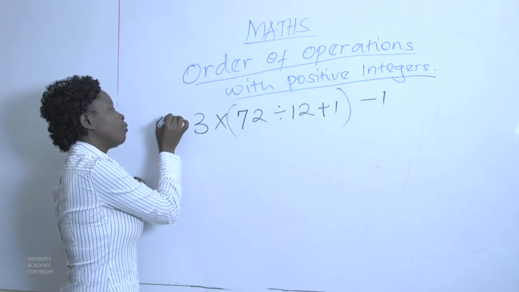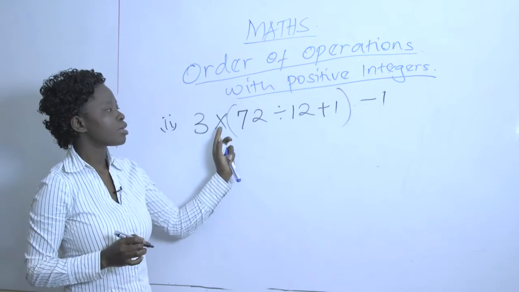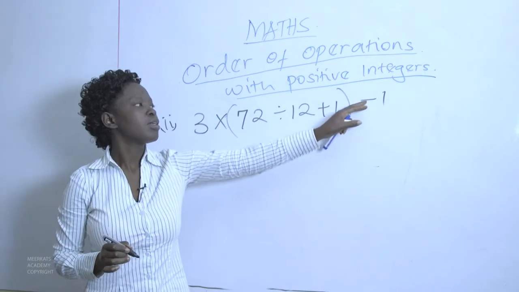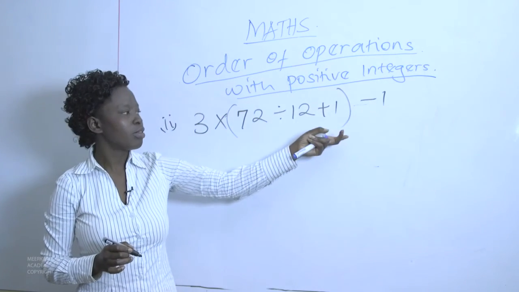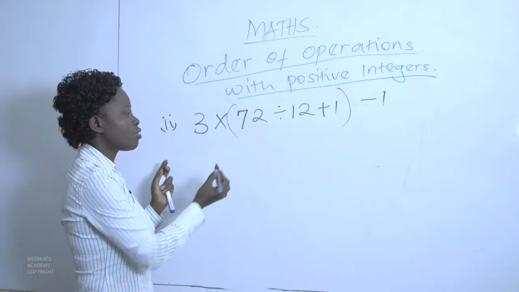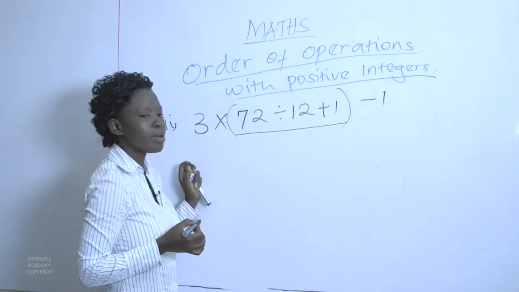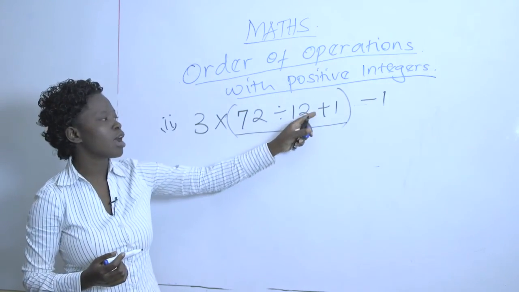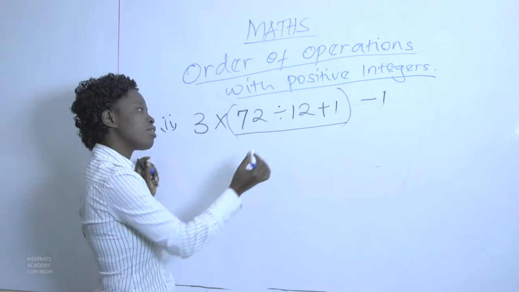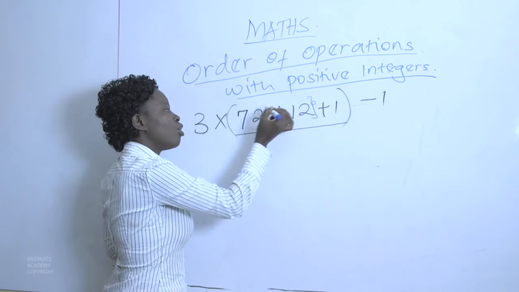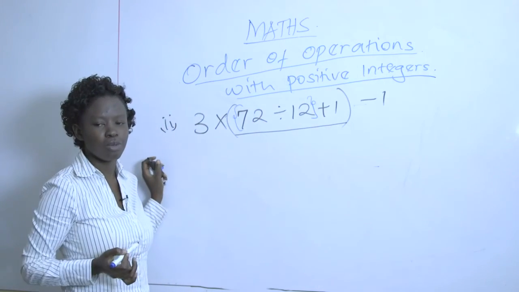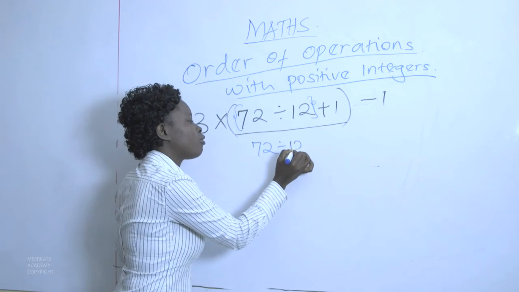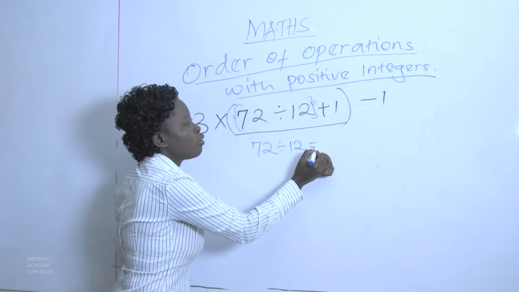So the second example, we have 3 times 72 divided by 12 plus 1, where these ones are in brackets, then minus 1. So we said we start with what is in the brackets. Checking in that bracket, we discover that we also have more than one operation. So inside the bracket, I need to start with the operation that is dealt with first, which is division. So I'll have 72 divided by 12, and we get that 72 divided by 12 is 6.